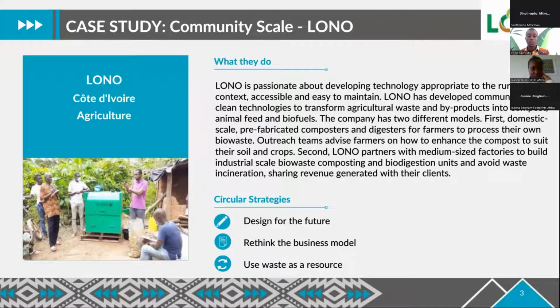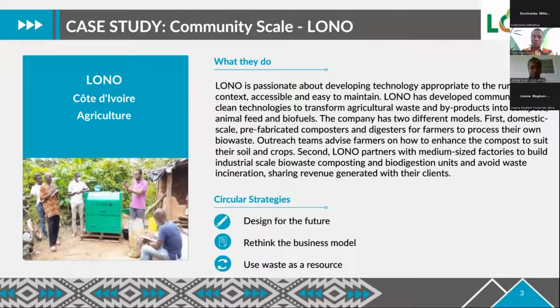So if you look to the lower left, you see an example of the technologies that Luno designs. Currently, they are operating two models. One is a domestic scale, and the other one is an industrial scale model. What you can see down there is just the domestic scale, so it's much smaller, but the industrial scale is a little much larger to help reduce incineration of this agricultural waste.